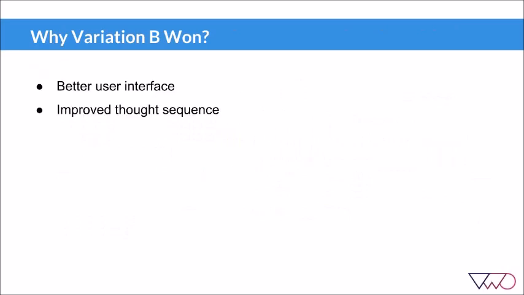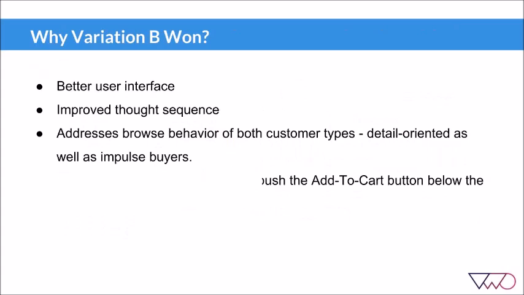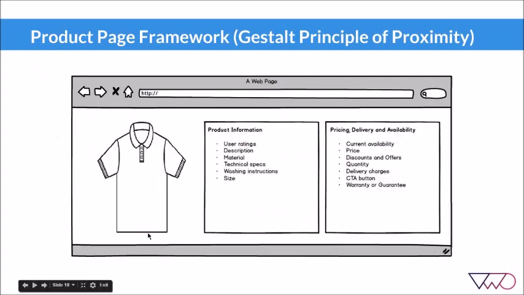It's better user interface, plain and simple. Primarily because of the way the information was structured, making it very easy for users to look at the product, understand what it's about, and finally make all the choices about the purchasing decision. It simply leads to better thought sequence, addresses browsing behavior of both customer types, detail-oriented as well as impulse buyers. So I'll just show you what I mean by that in a moment. And obviously, in certain cases, the larger product description would push the add to cart button below the fold, which would lead to lesser conversions.